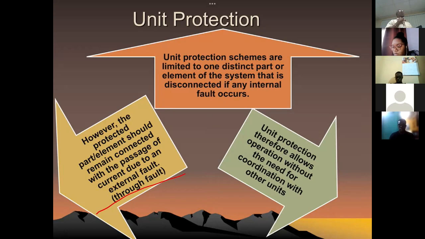All right, so faults that are external to this protected component or protected section of the network, currents must be able to pass through them without them tripping. And as I said before, the biggest benefit from unit protection is that there is no need for coordination. There is no need for handshake with any other protection system within the network.